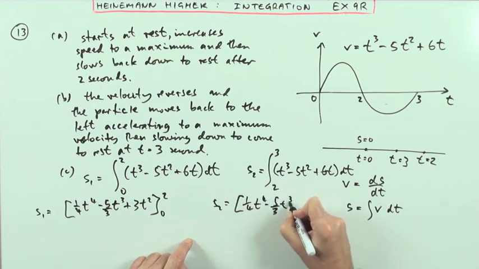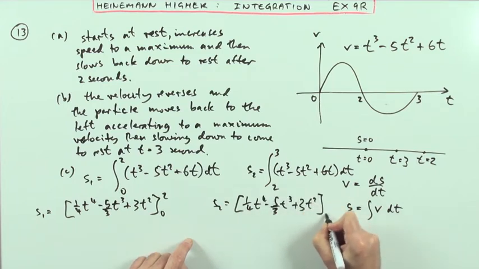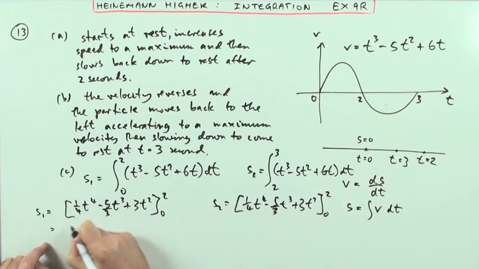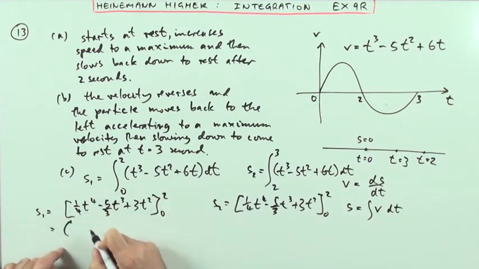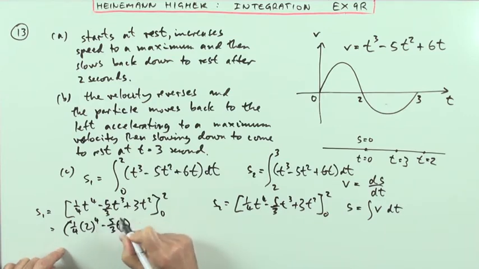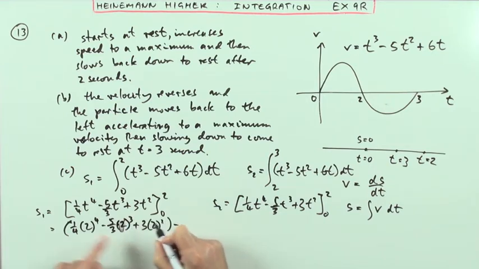5 upon 3 t cubed plus 3 t squared from 0 to 2. It's getting a bit messy. So this part's going to be working out at 2. So it's a quarter of 2 to the power 4 minus 5 upon 3 of 2 to the power 3 plus 3 times 2 squared minus, I'll just put 0 because all the terms involve a t.